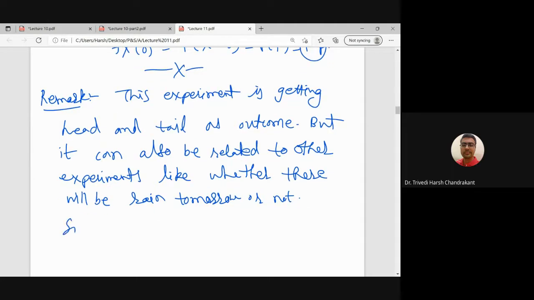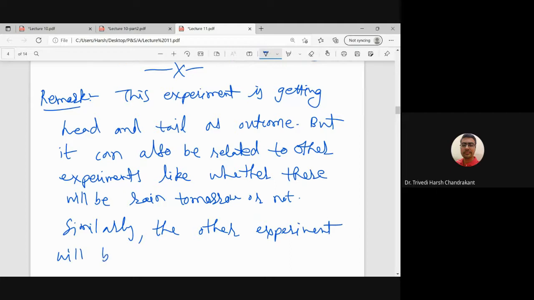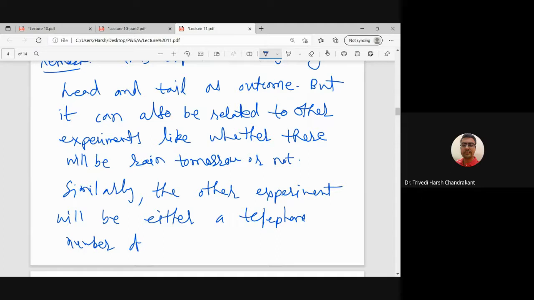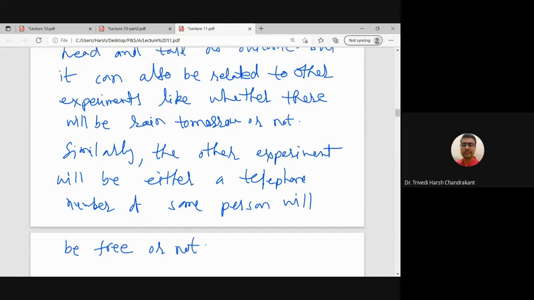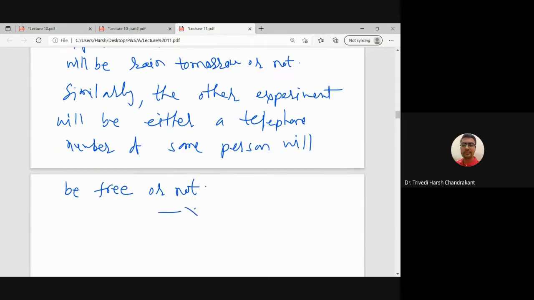Similarly, the other experiment is whether a telephone number of some person will be free when we call or not, right? So a telephone number or mobile number, whatever we call. These are the experiments which are related to the experiment of head and tail. So whatever information we are discussing has application to the other experiments also.